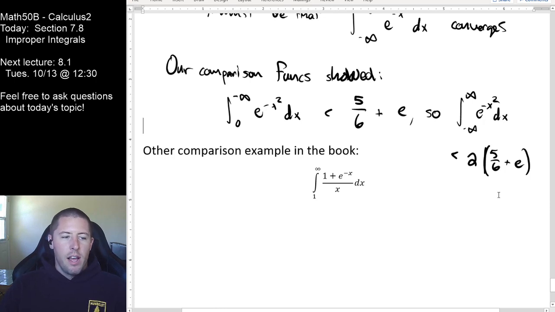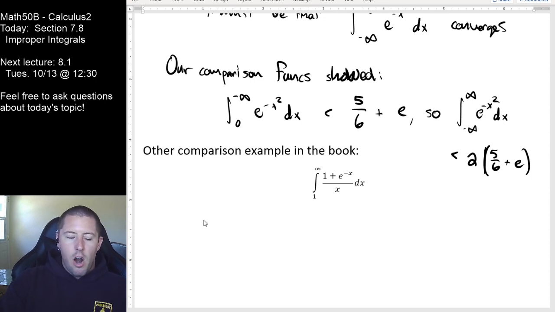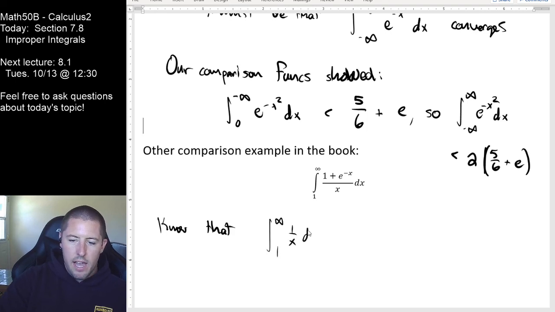For example, the hard thing about comparisons, and we're basically done right here, is that you have to have a bank of functions that you already know about for sure. And so we know about the 1 over x functions. I know that this guy will diverge. So we know that the integral from 1 to infinity of 1 over x dx diverges.